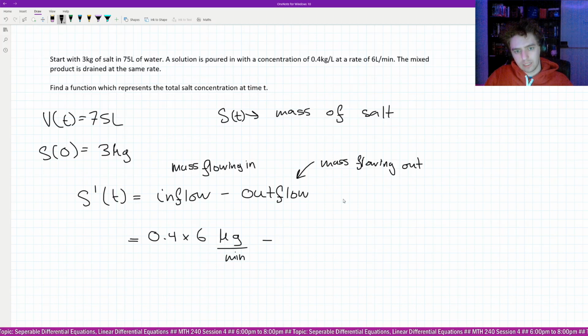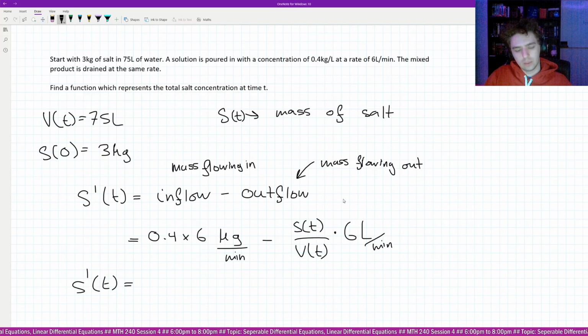So that depends on the concentration. Similarly, yeah, we say the concentration at time t, right? Times is again 6 liters per minute. So this is going to be in kilograms per liter, right? So I can write concentration at time t as the mass at time t divided by the volume at time t, right? So S prime of t equals, now this was 2.4 minus S of t over V of t, which we know is always 75, right? Times 6 liters per minute.